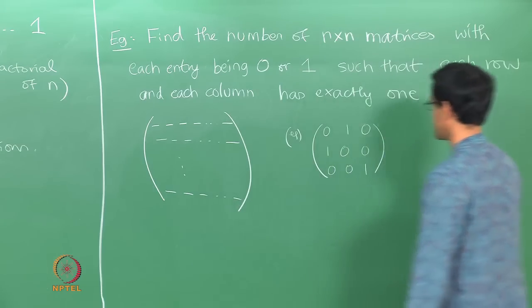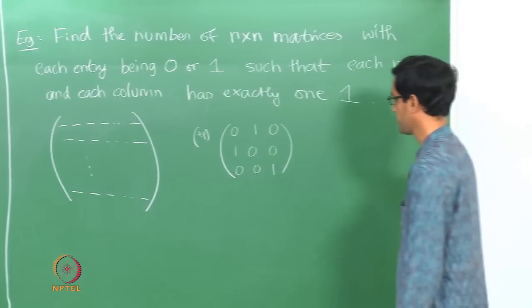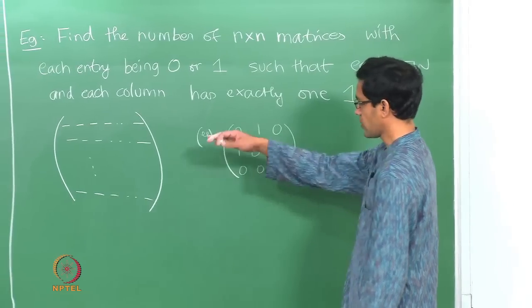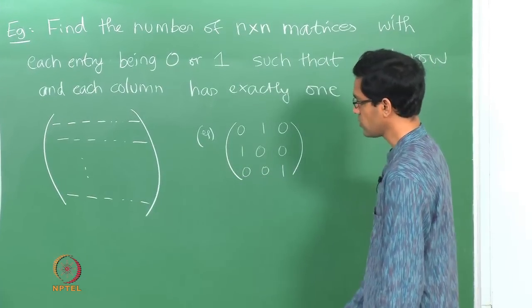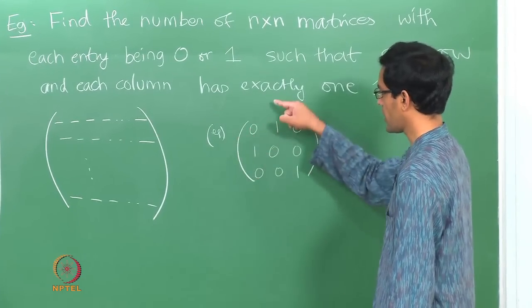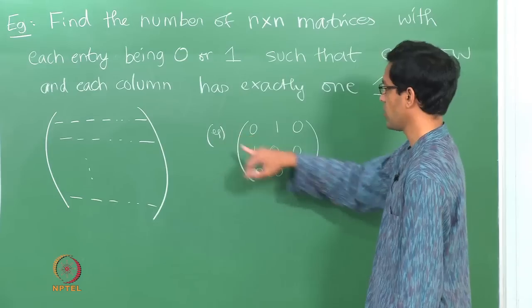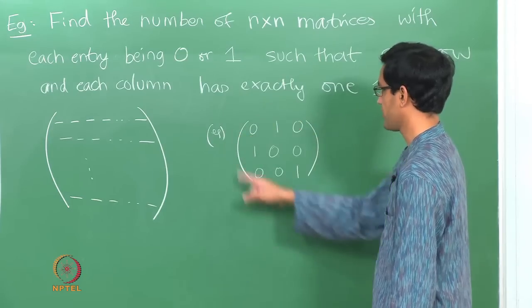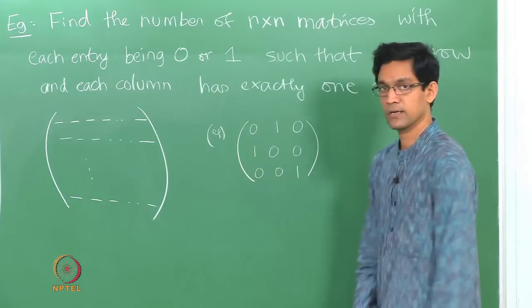So here is an example of a 0 1 matrix in which all rows and all columns have some 1. So how do you encode this information? Suppose you are given a 0 1 matrix like this. What we could do is the following. We could note down in each row the column number in which the 1 occurs. So for example, in the first row the 1 occurs in the second column, in the second row it occurs in the first column, and in the third row it occurs in the third column.